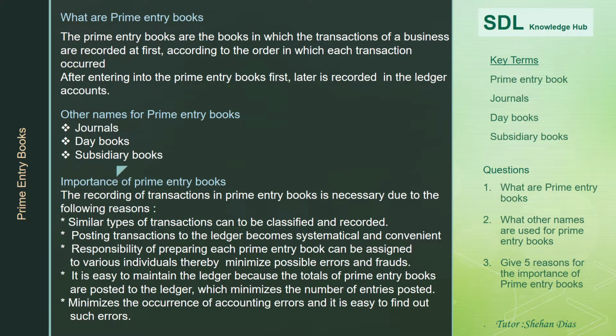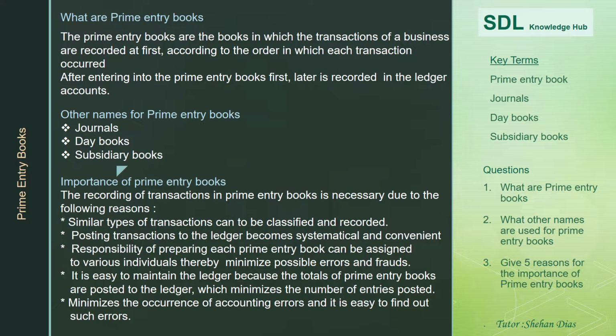What are prime entry books? Prime entry books are books in which transactions of the business are first recorded according to the order in which they occur. After entering in the prime entry books, later they are recorded in the ledger accounts. Prime entry books are also known as journals, day books, and subsidiary books.